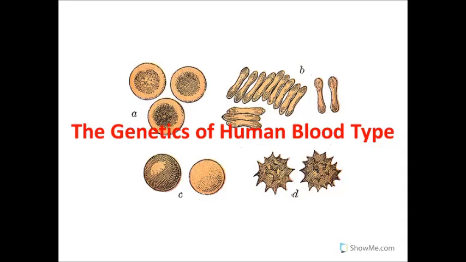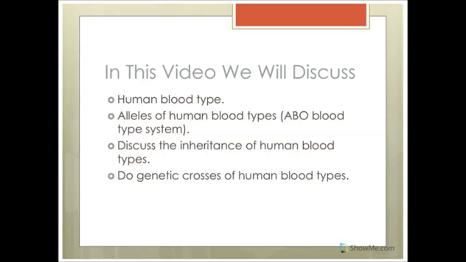Hello everyone and welcome to a new video on the genetics of the human blood type. We're not going to look at all the blood types. We are going to focus on one of the main blood type systems. So in this video we will be focused on human blood type, namely the ABO blood type system as we learn the alleles. We'll look at how they're inherited and we'll learn some genetic crosses between these different types of blood types. So let's go ahead and get started and look at the genetics behind human blood type.